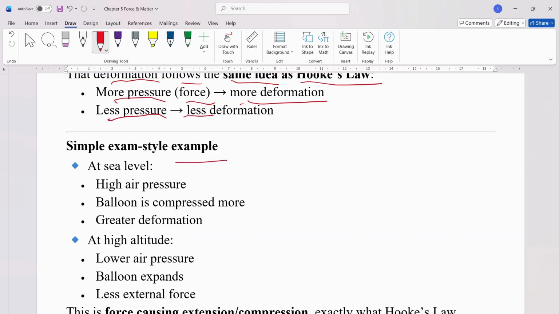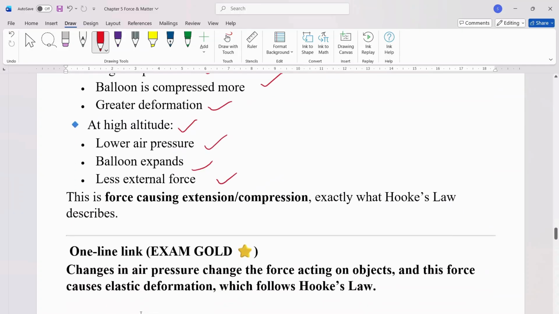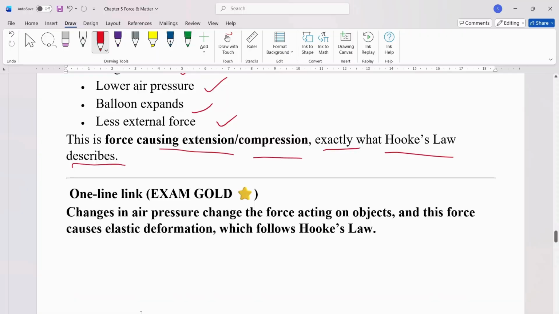Simple exam style example: at sea level there is high air pressure, the balloon is compressed more, greater deformation. At high altitude, lower air pressure, the balloon expands, less external force. This is the force causing extension or compression, exactly what Hooke's law describes. So also from the exam perspective, a change in air pressure changes the force acting on an object, and this force causes elastic deformation, and it can be tested using Hooke's law.